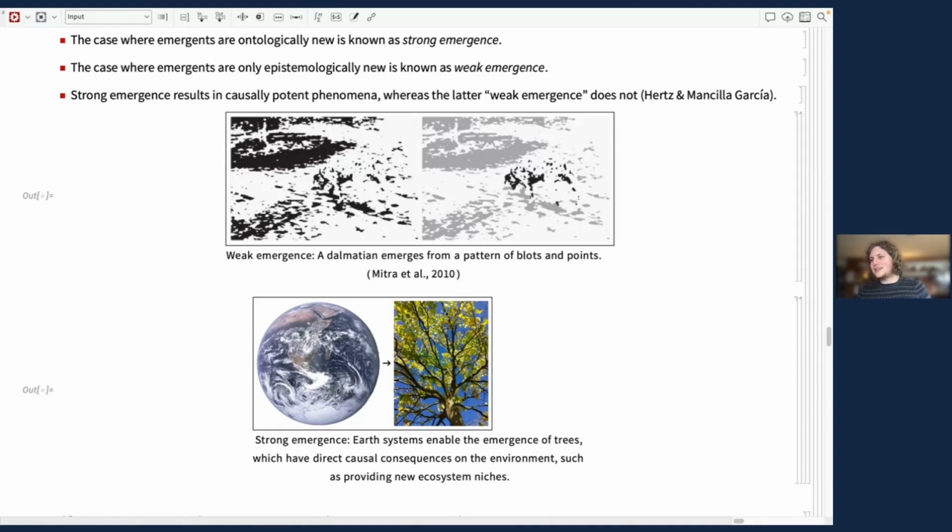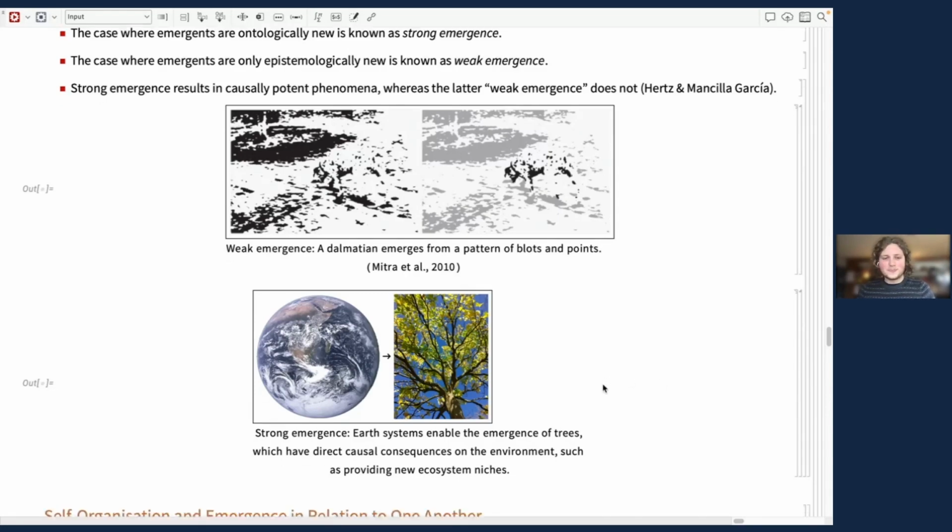I would lean personally towards consciousness being an example of strong emergence, but again, it gets complicated to define exactly how you distinguish between those. Okay.